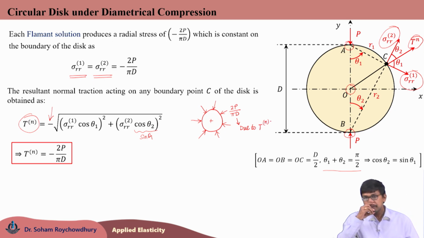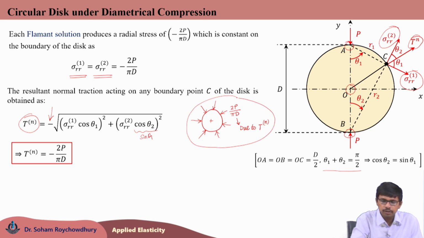So, to include the effect of these two p, the diametrical compressive loads at top point A and bottom point B, we are taking the help of Flamant solution. With that, from each of the Flamant solutions, we are able to achieve the stress distribution effect for the top P and bottom P, two compressive loads. But due to these Flamant solutions, this additional unwanted effect of this surface traction is being added on the entire boundary, which is not actually there in the original problem.